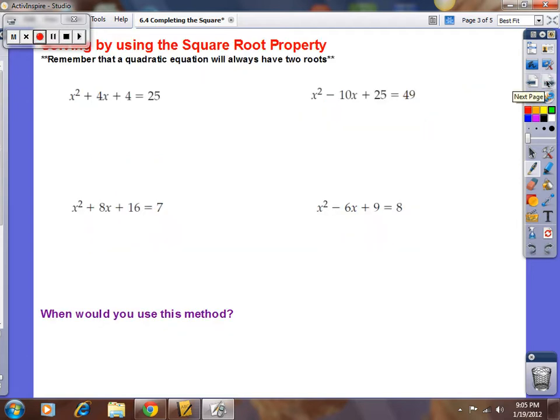Alright, so let's put them to use. Now there's two methods we're going to learn. The first one is the square root property. And remember, you're always going to have two roots. And when would you use this? Let's write this down, this bottom answer. When would you use this? You're going to use this when your roots aren't going to be in the set of integers.